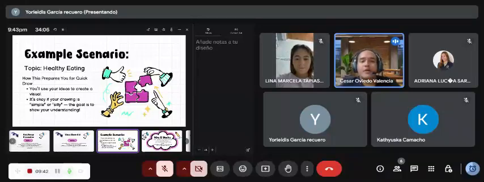So it's okay if your drawing is simple or silly. The goal is to show your understanding of the topic, and you can use different kinds of tools to develop this activity. Next one, please.